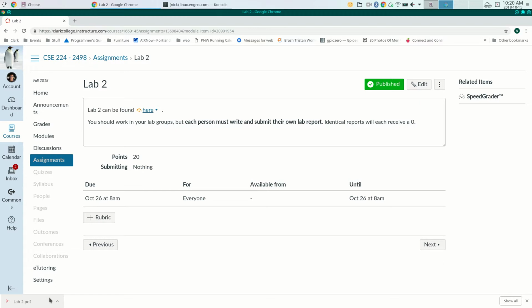So if you're working in a group, you can work on the code together. One person can build a circuit, someone else can build the code. You can all get together and debug it. It's up to you how you want to split that up, right?